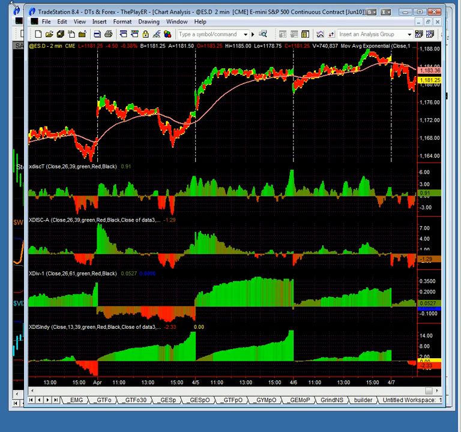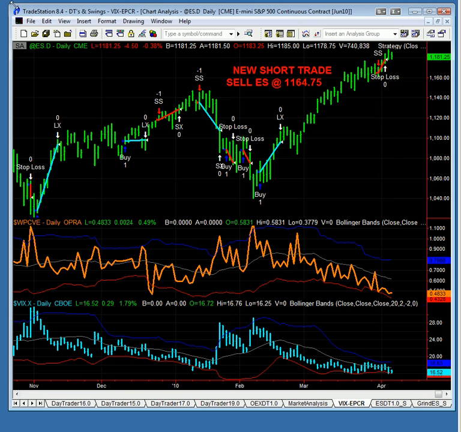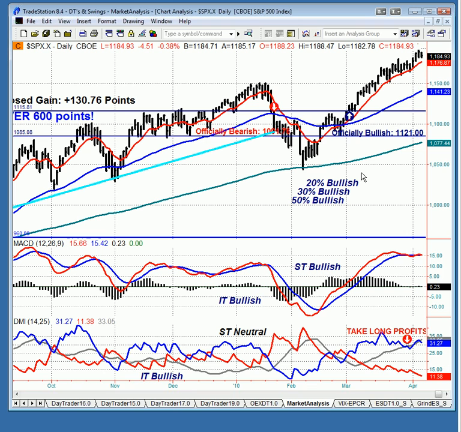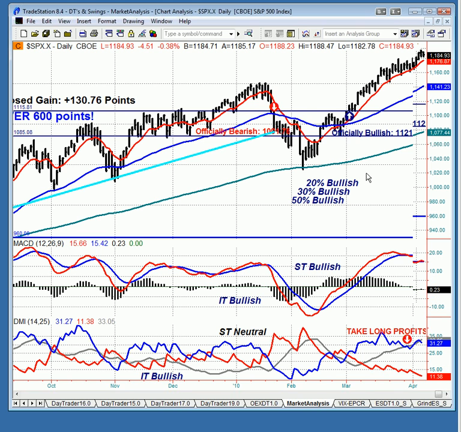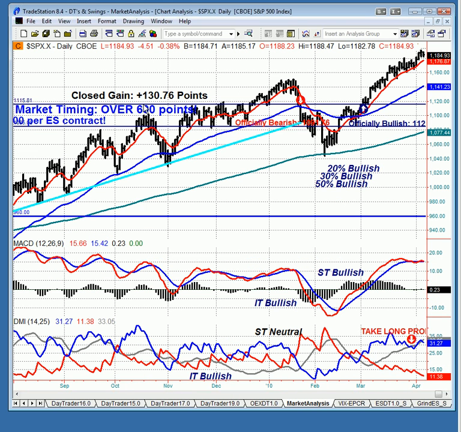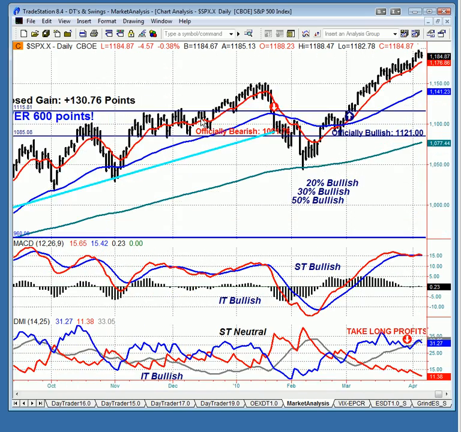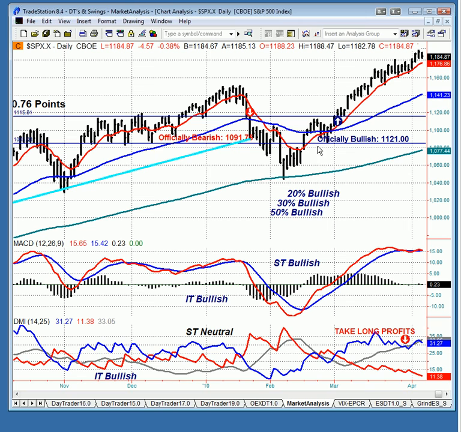We're going to go ahead and switch over and look at the chart of the daily market. This is the S&P 500 cash market. And as you can see, our free video analysis over the last 16 months has returned over 600 points from our official market timing basis. In fact, officially, our market timing is bullish at 1121. We have held that, although we did mention you definitely wanted to scale out of some long side profits last week. We actually have that indicated right here. Take the long profits. Did see a jump back. This is a bit rare.